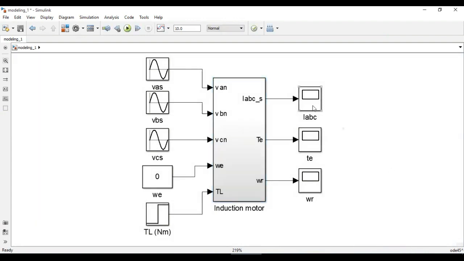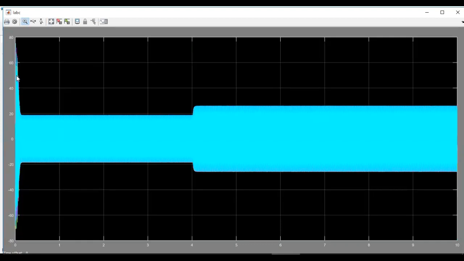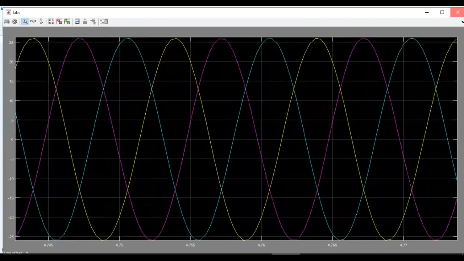So now let's check the three phase currents. Let's click on auto scale. So here you can see this is the motor current, which the motor is actually drawing from the source. Before 4 seconds of the simulation, the load torque was kept as 0 and the motor was only taking 20 amperes. And at 4 seconds, we have applied a load of 40 Newton meter. So you can see the motor is drawing more current because the load has been applied. And you can also magnify the plot. Here you can see these are the three phase currents. So this is a nice waveform.